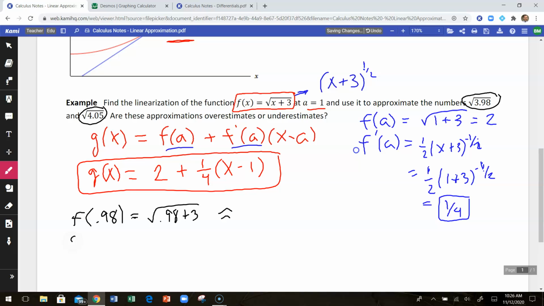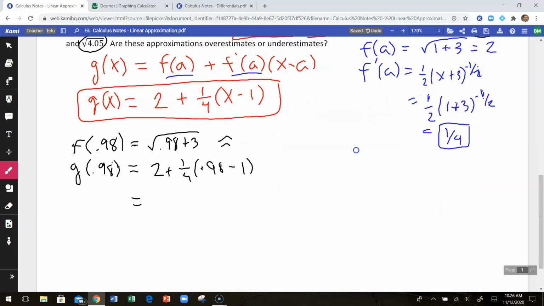So the idea is, instead of plugging 0.98 into f, I'm going to plug 0.98 into g. And now I can use a linear function instead of a square root function to do this. And I would get 0.98 minus 1. I'm going to work through that a little bit. That's going to give us 2 plus 1/4 of 0.98 minus 1, which would be negative 0.02, or I'm going to call it negative 2/100ths.